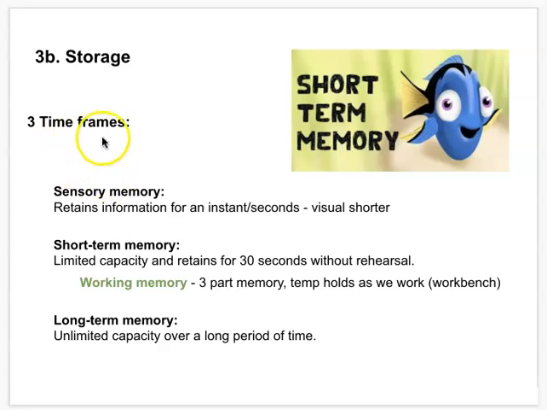So those are the 3 time frames that it's talking about. Sensory, when it first comes in, is very, very quick. Short term, about 30 seconds, and then either it disappears or it gets encoded. And then finally, long-term memory, which has unlimited capacity over a long period of time.